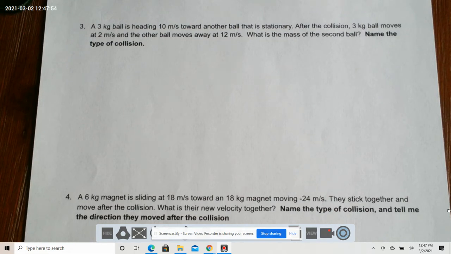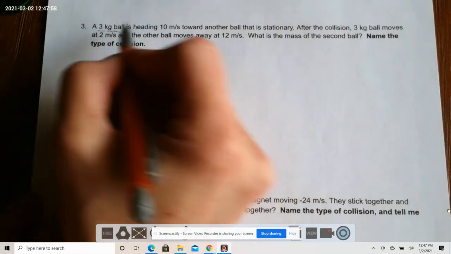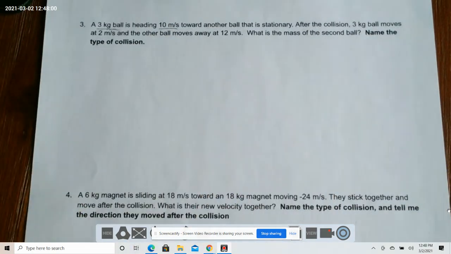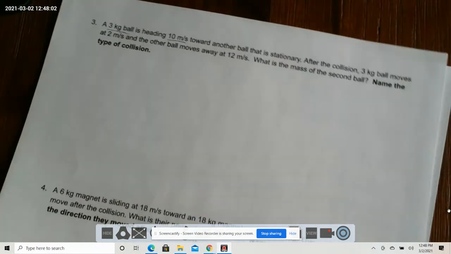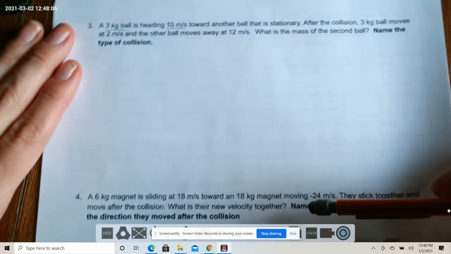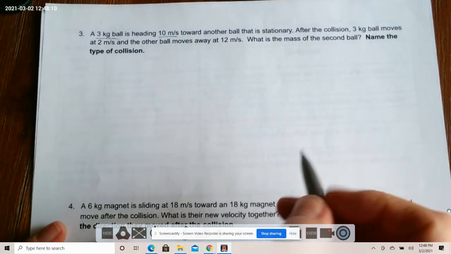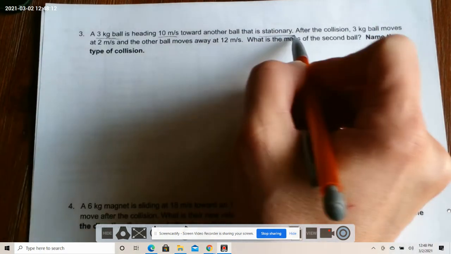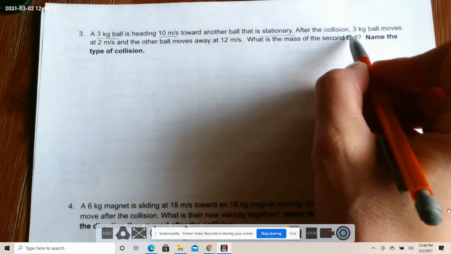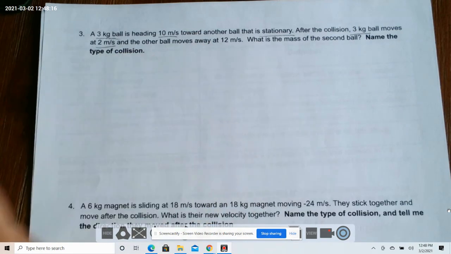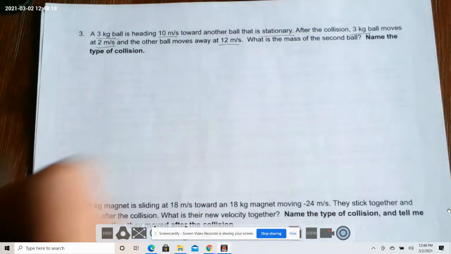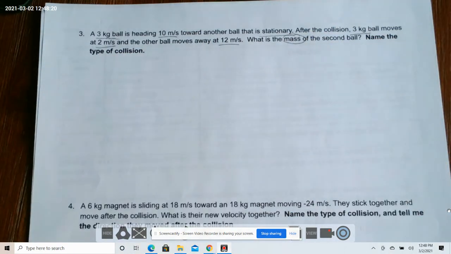We are going to now do number 3. A 3 kilogram ball is heading 10 meters per second. Okay, I'm going to stick a piece of paper under here. My table is kind of bumpy, and so if I don't have another piece of paper, it's really hard to write. Okay, so another ball that is stationary. After the collision, the 3 kilogram ball moves at 2 meters per second. The other ball moves at 12 meters per second. What is the mass of the second ball? Okay, and we have to name the type of collision as well.